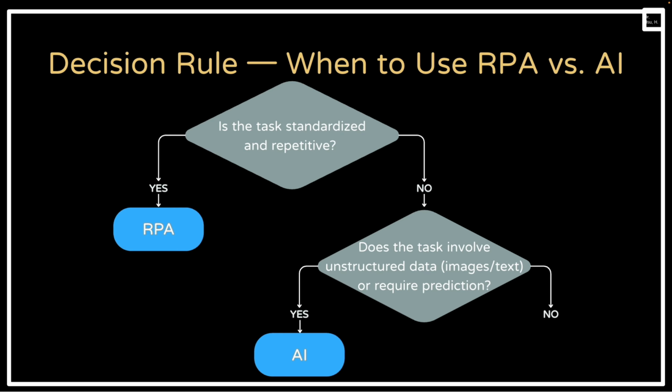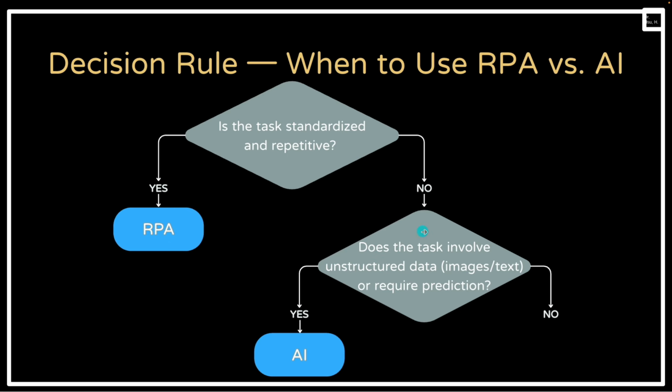This is one of the most actionable slides in the lesson. The slide uses a decision tree structure, which is exactly the right visual for this topic. Please take a look clearly. So first question, is the task standardized and repetitive? If the answer is yes, RPA is often the right choice.